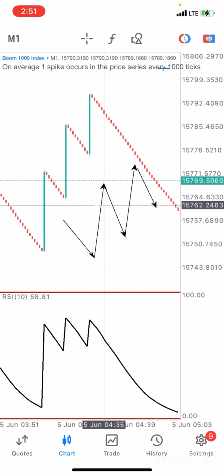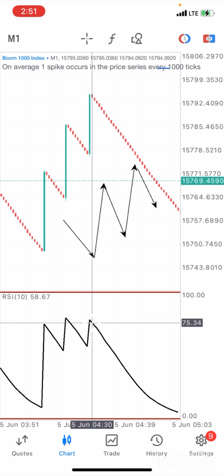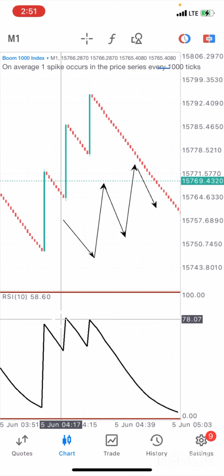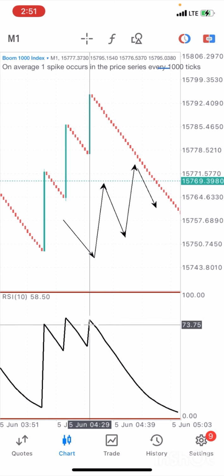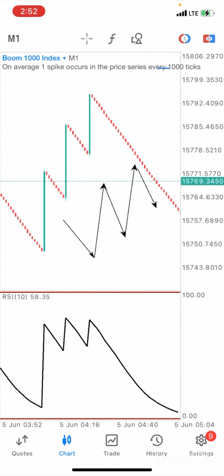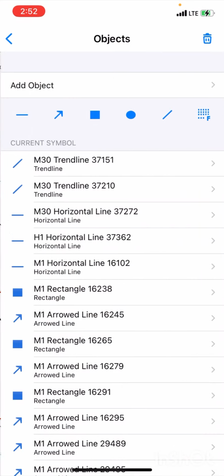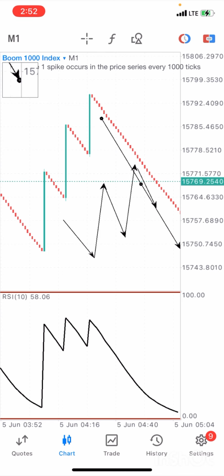Okay, now you notice that immediately after the next high was not even as high as the other one, you see that price started dropping. It dropped drastically. You can see how price really dropped.